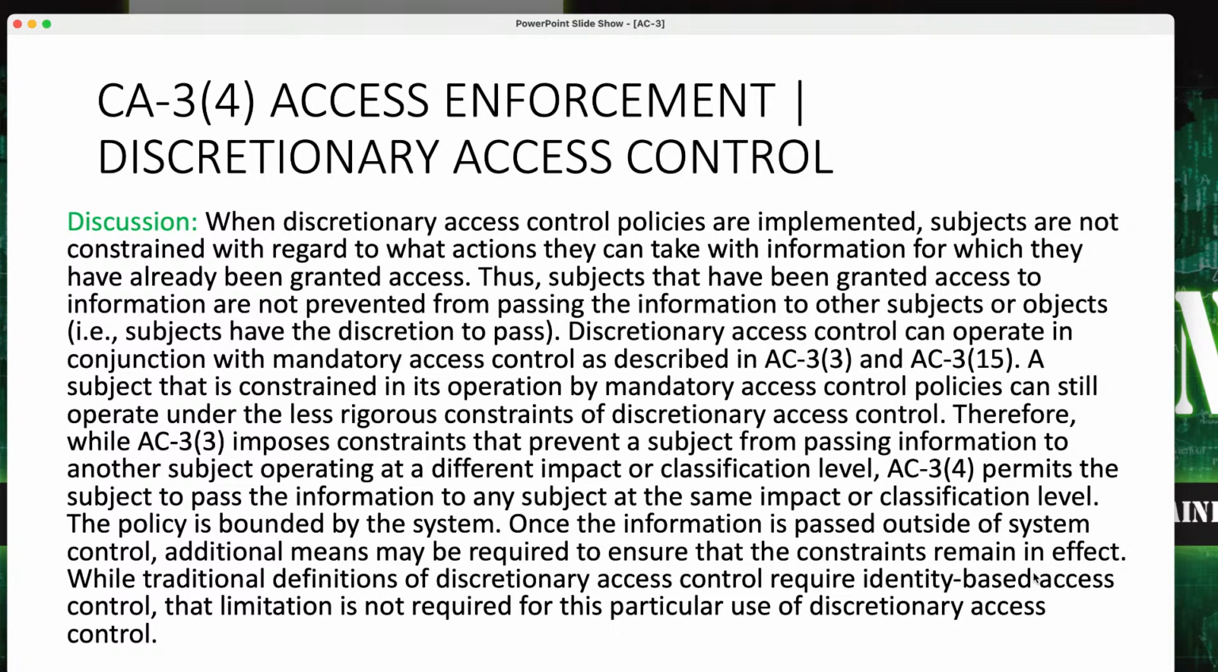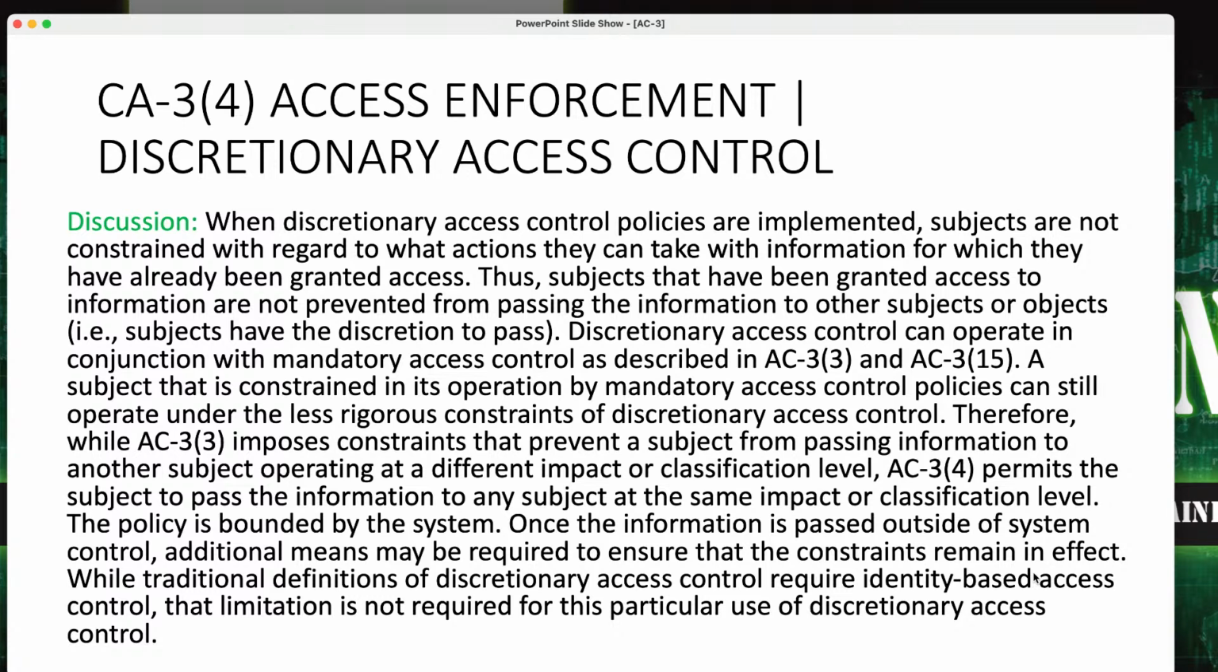So in the discussion around discretionary access controls, think about discretionary: it means you have the ability to use your discretion to change things. So when discretionary access policies are implemented, subjects are not constrained with regard to the actions they can take with information for which they have already been granted access. Thus, subjects that have been granted access to information are not prevented from passing the information to other subjects or objects. The subjects have the discretion to pass that information.